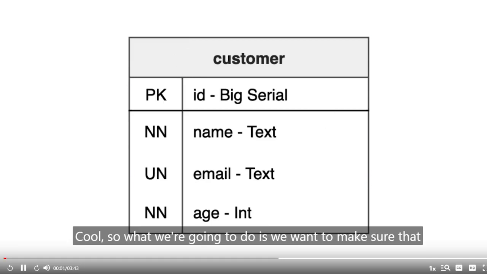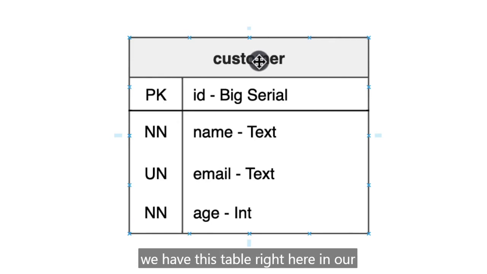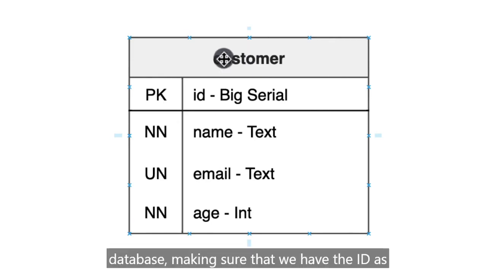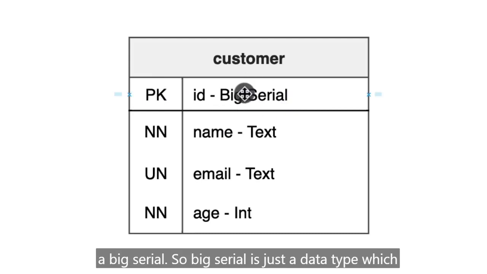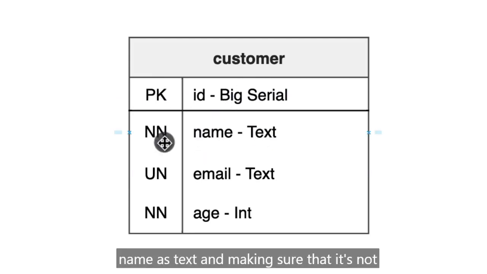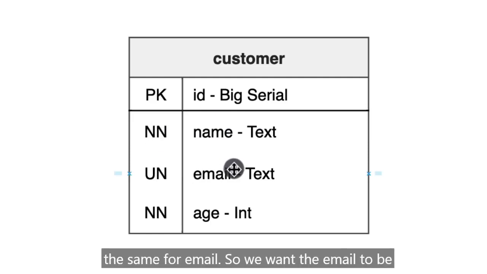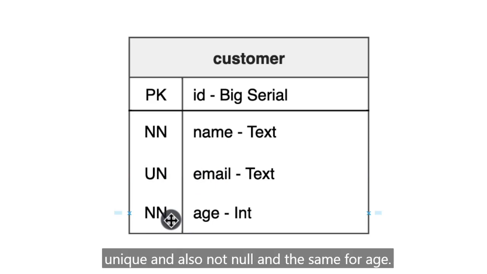Cool. So what we're going to do is make sure that we have this table right here in our database, with the ID as a big serial. Big serial is just a data type which auto increments the number for you. We want the name as text and not null, meaning someone always has to specify a name. The same for email, so we want the email to be unique and also not null, and the same for age.